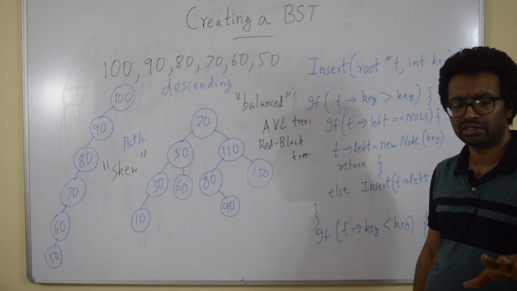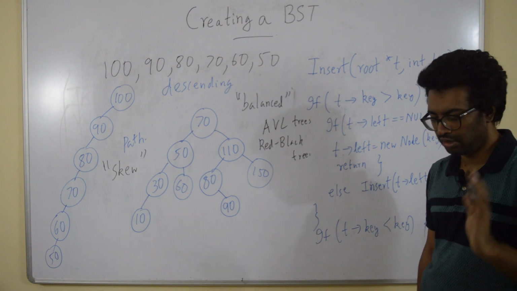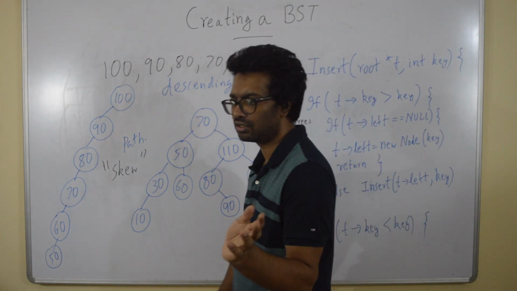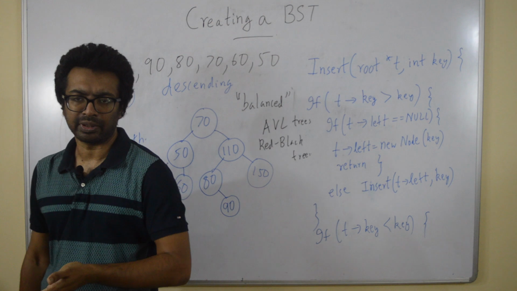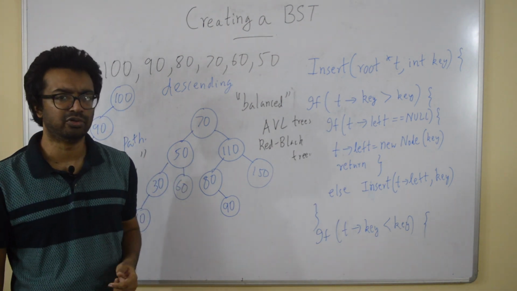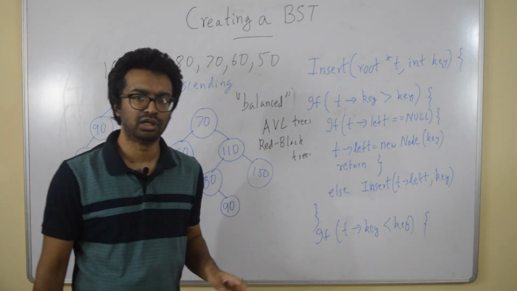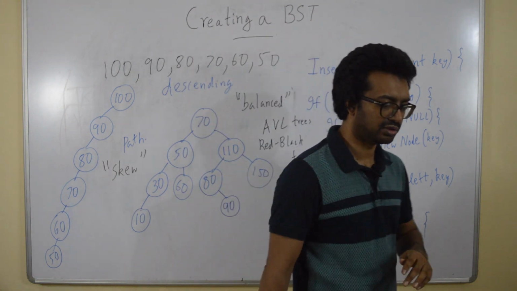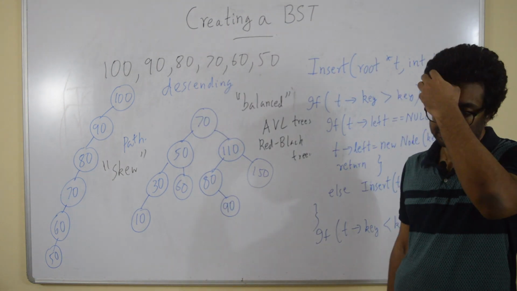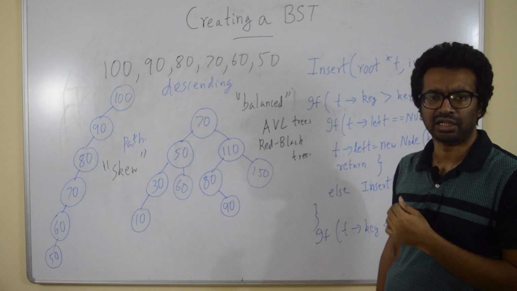If you're interested, you can just take a look. It's probably there in all the books, CLRS, Cormen, or any data structures book. You will probably find these things, or just Google. You'll be able to see AVL trees and red black trees. Right now, so this is clear.